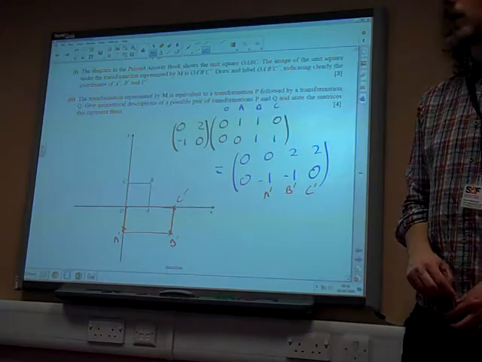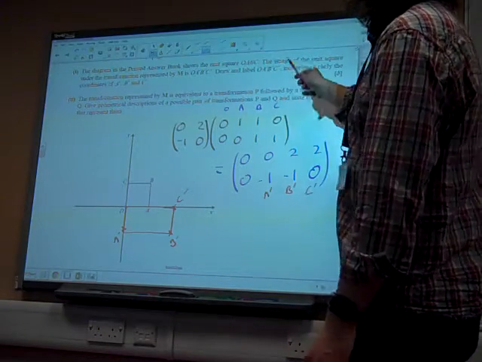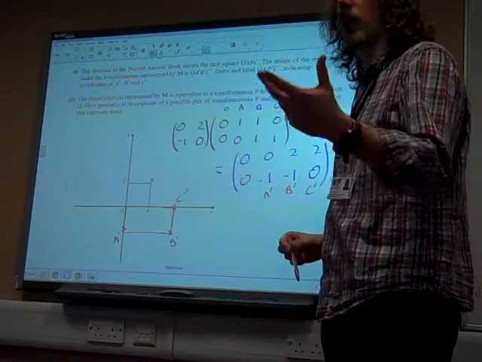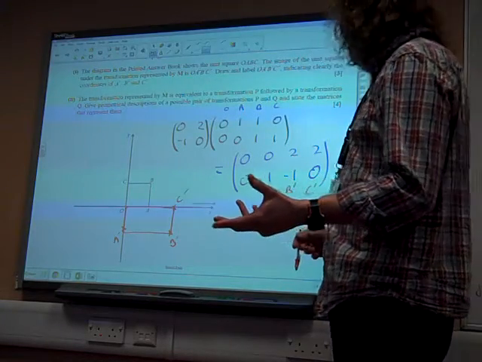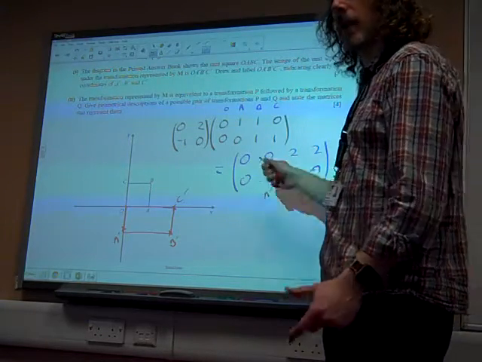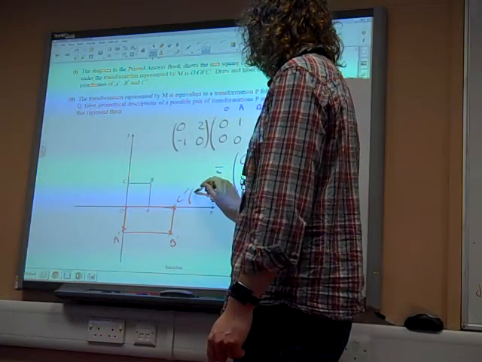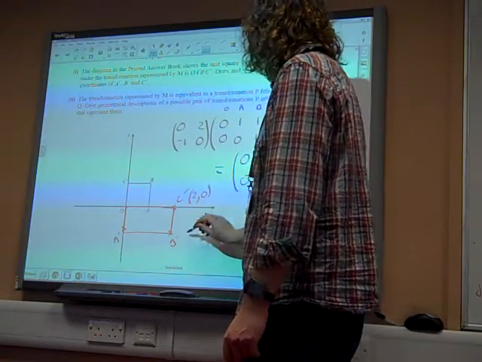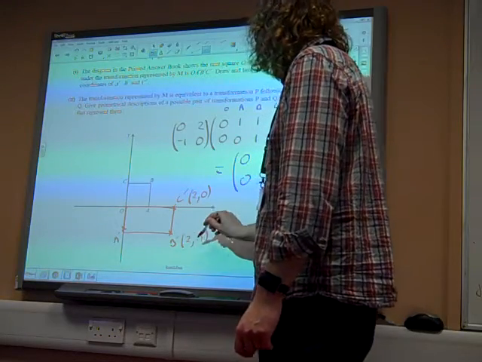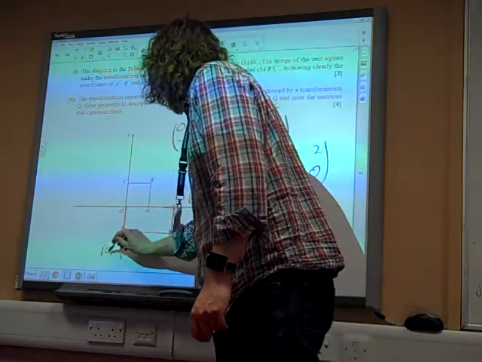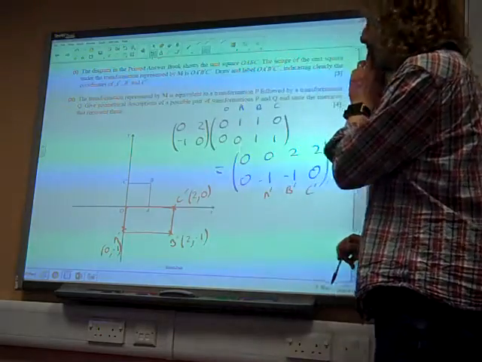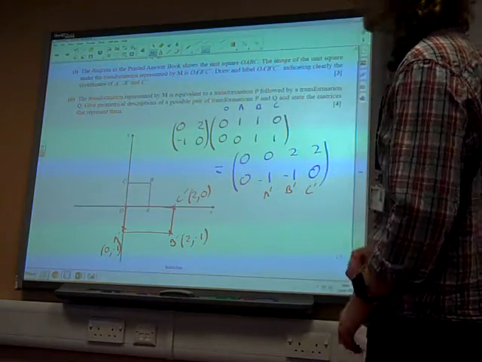Okay. It did say label and indicate clearly the coordinates. I think it's probably clear enough from my matrix, but just to be certain, I'm not taking any risks with this. So these coordinates are 2, 0, these coordinates are 2, minus 1, and these coordinates are 0, minus 1. There we go. We definitely are going to get all 3 marks for that.